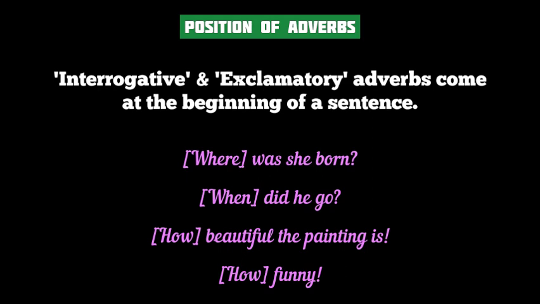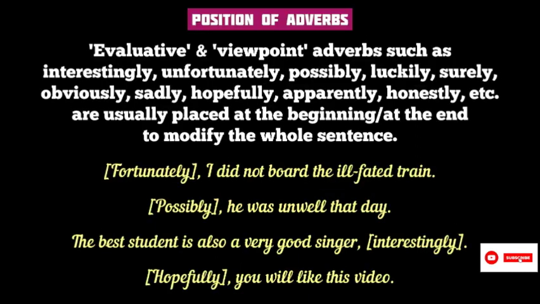How beautiful the painting is is an exclamatory sentence. So here, the adverb of degree, how, modifying the adjective beautiful, comes at the beginning of the sentence. In the last example, how funny, the adverb of degree, how, is placed at the beginning. Thus, interrogative and exclamatory adverbs always come first in the sentence.